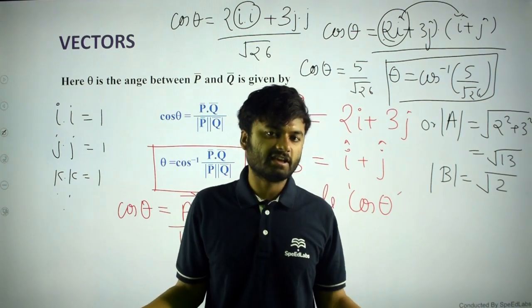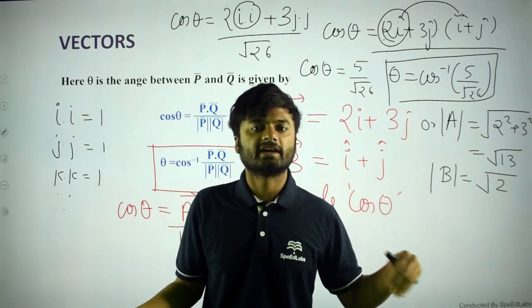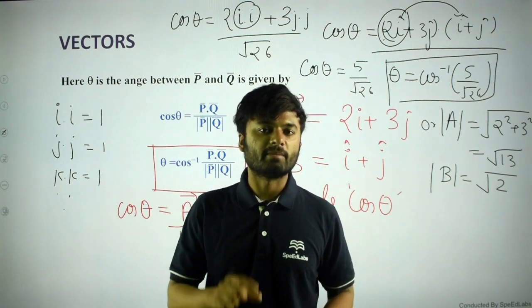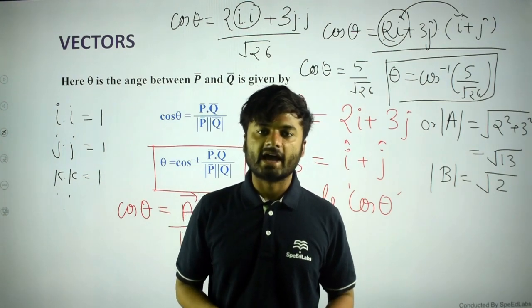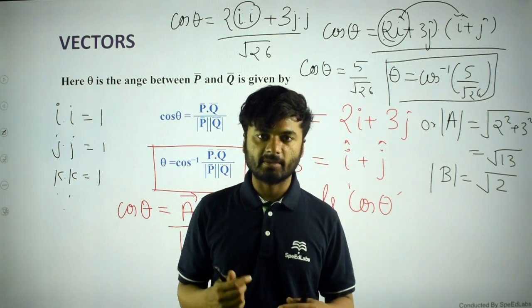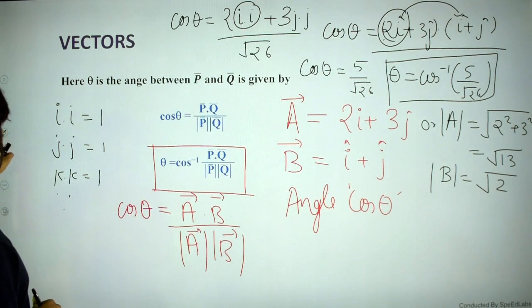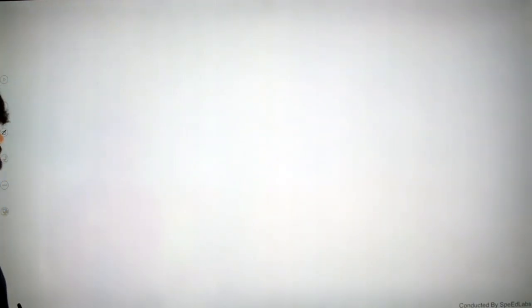Dot product is nothing but, if there are two vectors, let's say A and B, and the angle between them is theta, then the dot product is equal to the magnitude of the two vectors and the cosine of the angle between them. This is how you can find the dot product. Now let us move further and talk about the cross product.